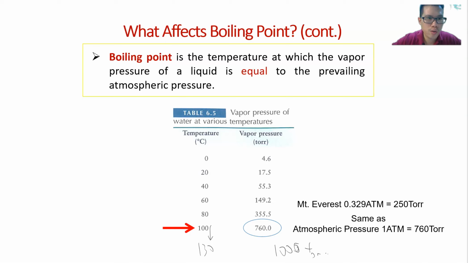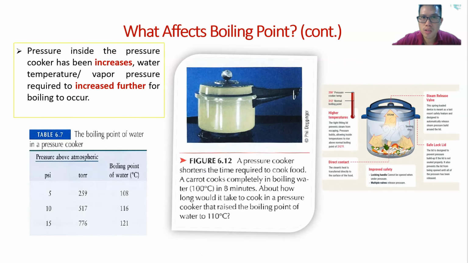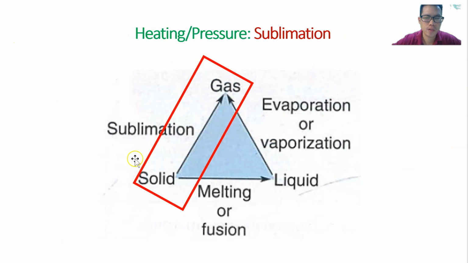So what happens is that now, instead of cooking at 100 degrees Celsius, you are cooking at 120 or 130 degrees Celsius. With the increase in temperature, you can cook further. That is why chicken cooked in a pressure cooker is usually more tender, or it will melt, because you cook at a higher temperature.